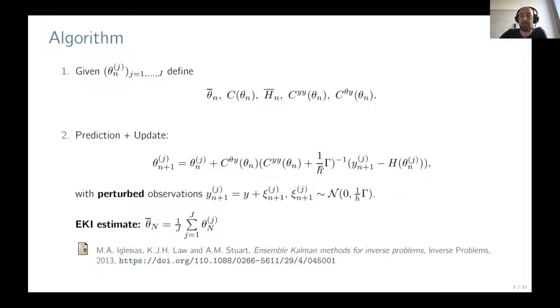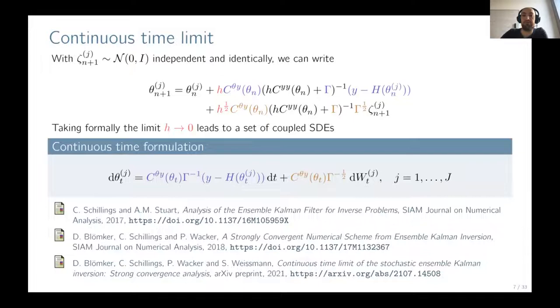And on the next slide, I want to make the connection to the continuous time formulation just to motivate the whole scheme as an optimization method. So rewriting the update step in a different way, this looks quite similar to some tamed Euler-Maruyama scheme. So here we have the drift term and the diffusion term, and now taking the limit h, interpreting this h as a step size, sending it to zero. This leads to a coupled system of SDEs with the following form.